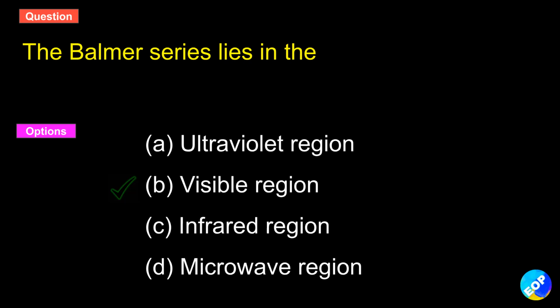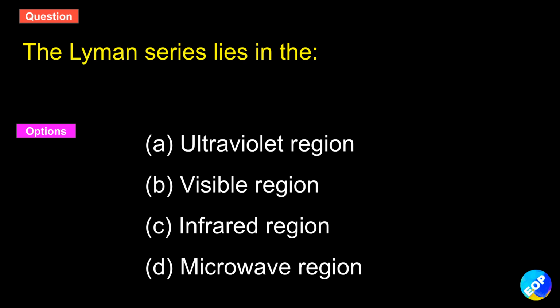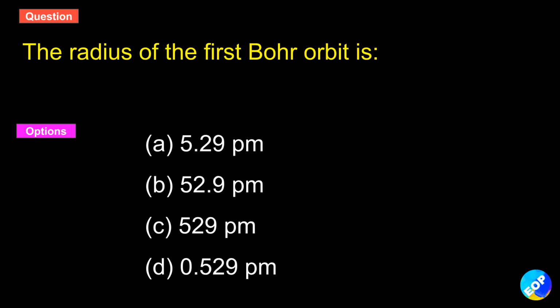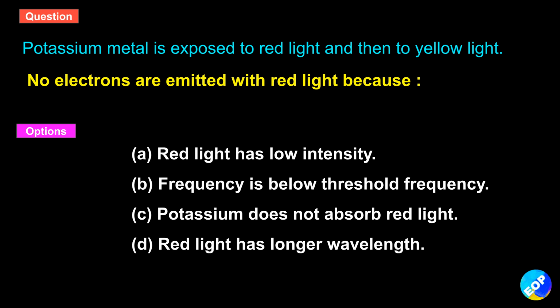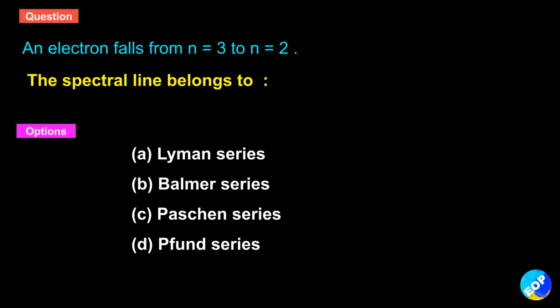The Balmer series lies in the visible region of light. The Lyman series is in the ultraviolet region of light. The radius of the first Bohr orbit is 52.9 picometer. Potassium metal is exposed to red light and then to yellow light. No electrons are emitted with red light because frequency is below threshold frequency. An electron falls from n equal to 3 to n equal to 2. The spectral line belongs to Balmer series.